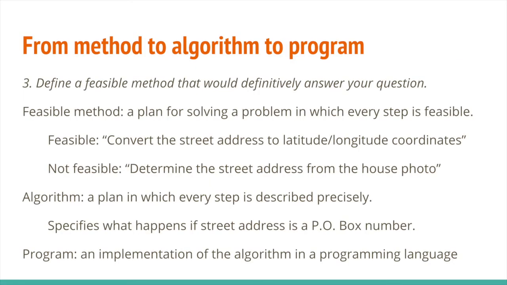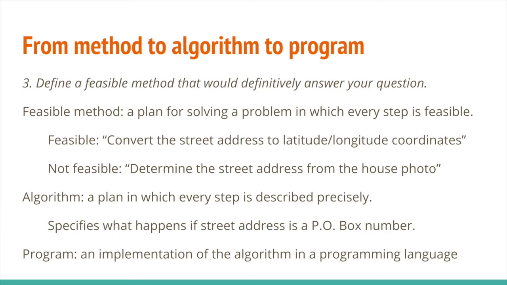So recall that step 3 in our procedure was to define a feasible method that would definitively answer your question. What we mean by a feasible method is a plan for solving a problem in which every step is feasible. So an example of a feasible step would be convert the street address to latitude, longitude coordinates, because there are known techniques and libraries of code for doing that. What would not be feasible is determine the street address from the house photo, because we don't know how to do that.